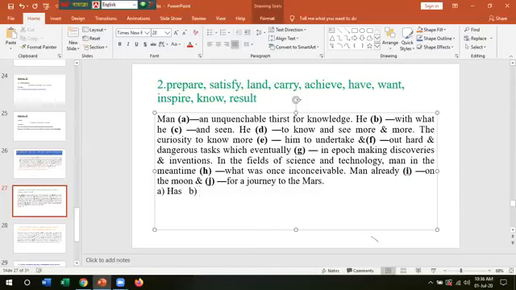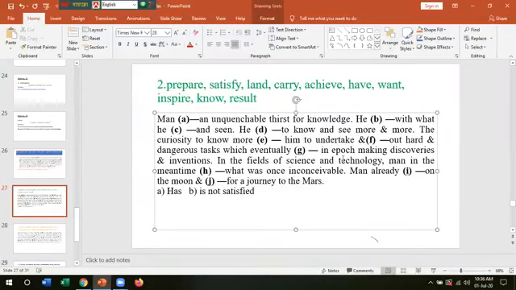He is... with what he... and seen. Madam, what is the spelling of unquenchable? Unquenchable actually means what we cannot quench. Actually, we are curious and we want to know many more things. We are not satisfied with our knowledge. So he is not satisfied.